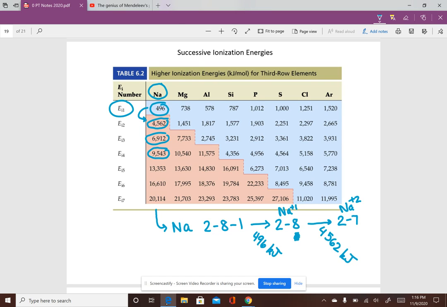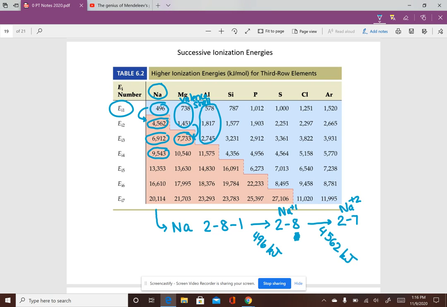Magnesium, here's your jump. I'm going from 1400 to 7700. These first two electrons are the valence electrons. They're in the valence shell, so they're not so bad to pull off. This electron, the third electron that I'm trying to pull off, is from an inner shell. Aluminum has 3 valence electrons.